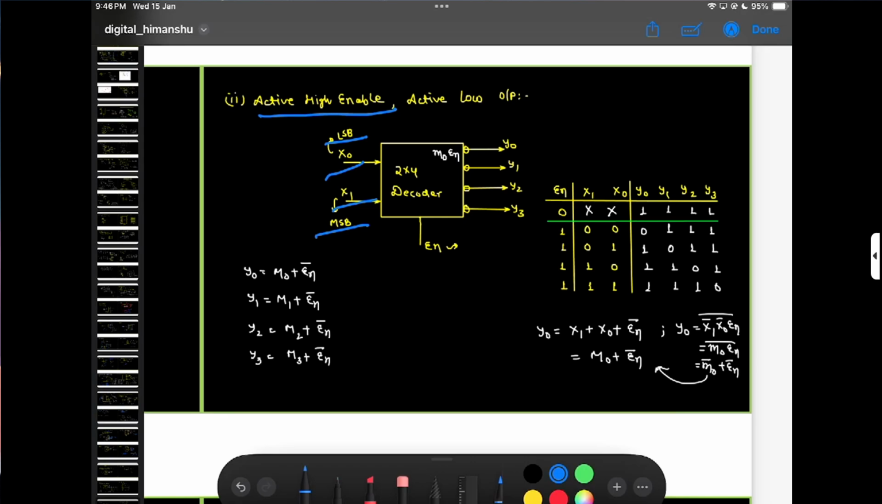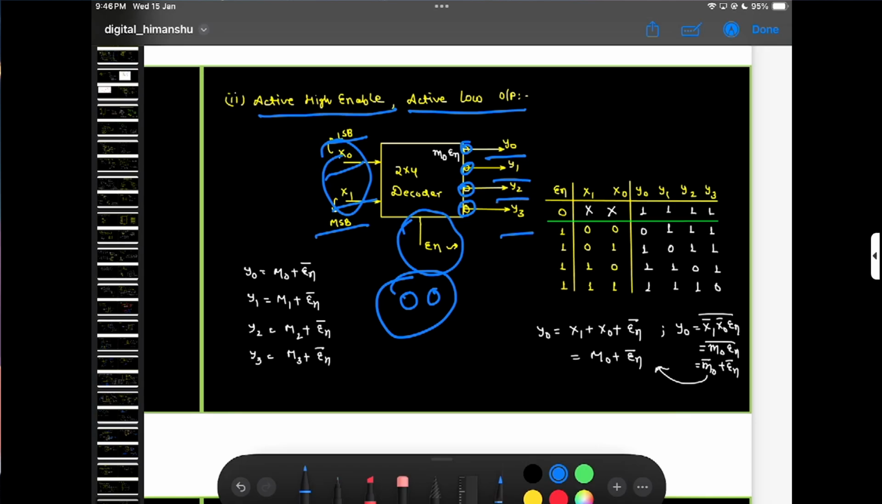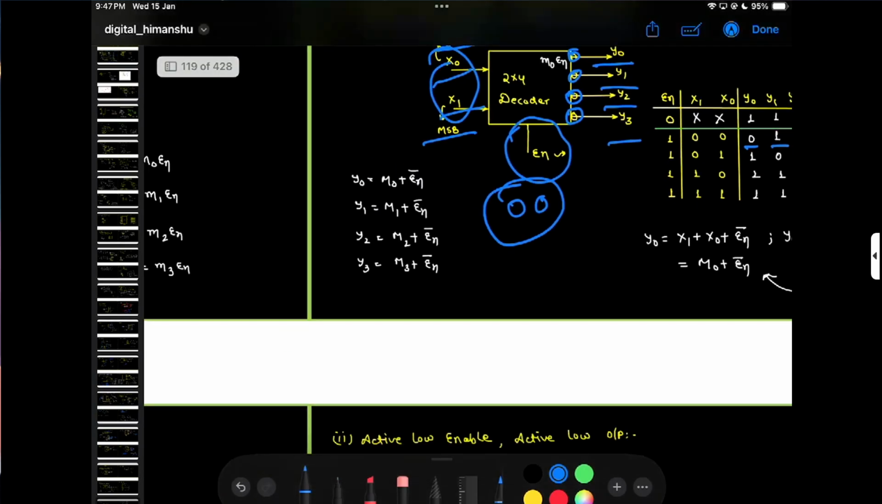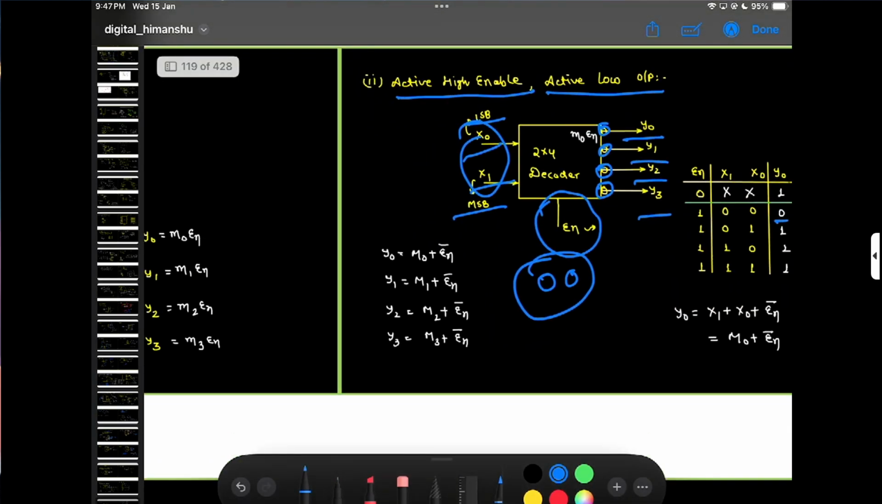Active high enable and active low output. Here there are NOT gates. Whatever output we want to select with the input, suppose my X1 X0 is 0 0, then except Y0 everything is 1. So except the selected output, everything is 1. This is my active low output.